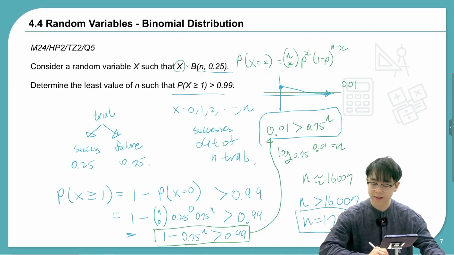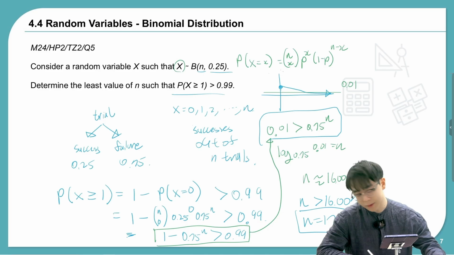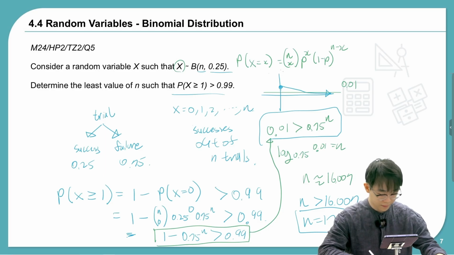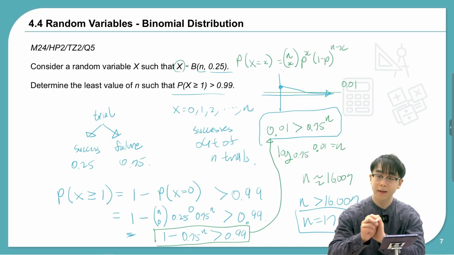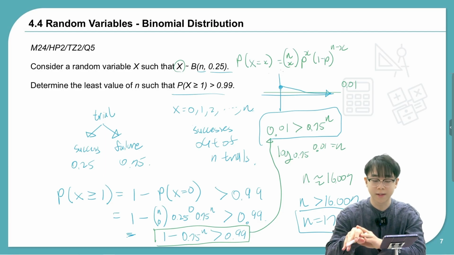So if you have 17 trials, then the probability that x is greater than or equal to 1 is greater than 0.99. Okay. So n would be 17. So that's number 5. Let's move on to 6.